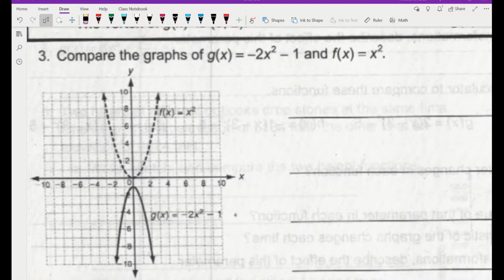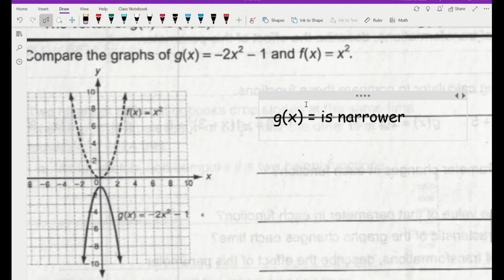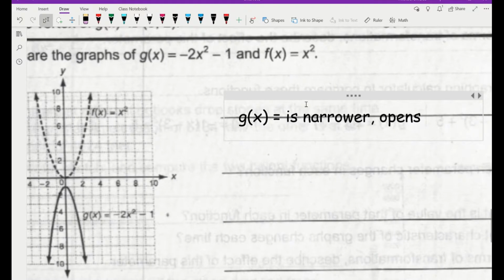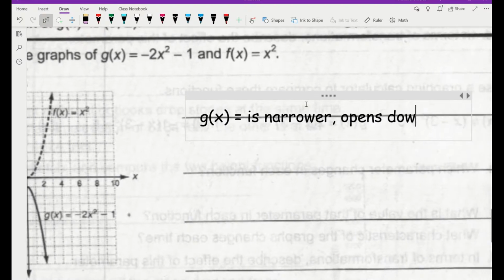Number 3. Now it says compare the graphs, and we can look at them. The original graph, let's see, is f of x, the dotted line. We're comparing that to g of x. So what do we notice about g of x? Look at the equation. It goes from 1x squared to 2x squared. So g of x is narrower, okay? It's narrower than f of x. It's also negative, which means it opens up or opens down. It opens down.